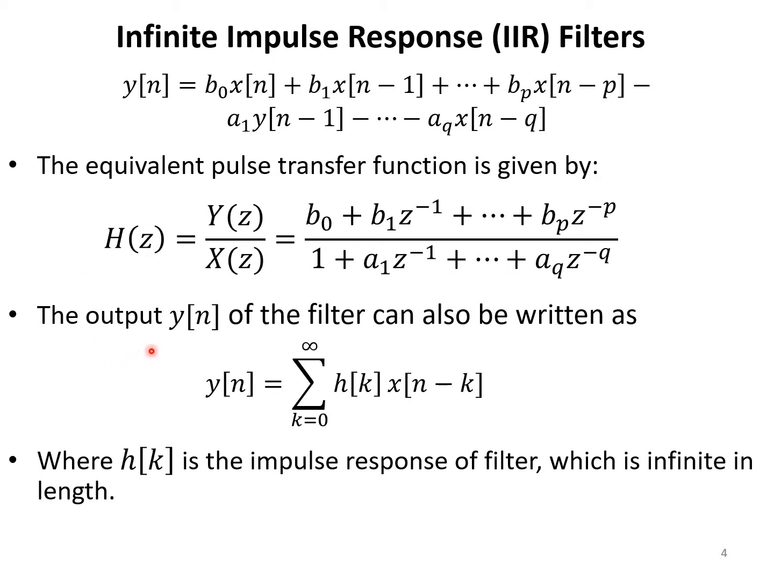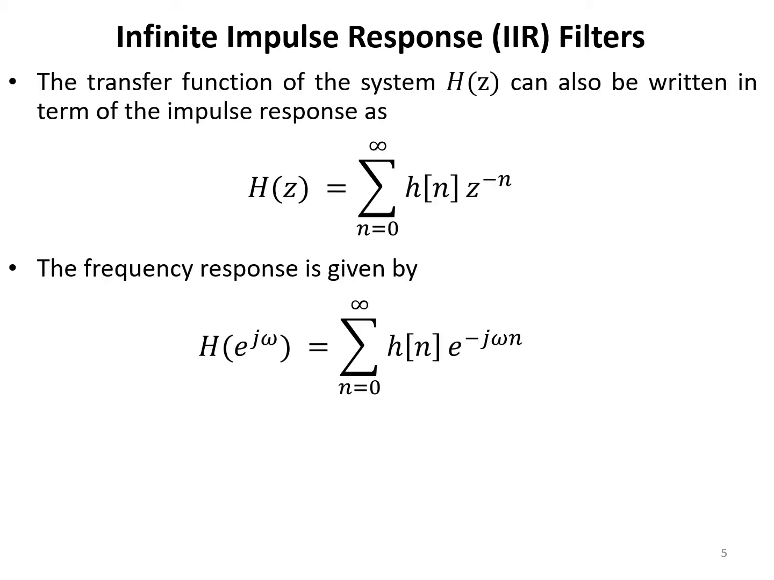The output y of n of the filter can also be represented by a convolution sum, where h of k is the impulse response of the filter, which can be determined by taking the inverse z transform of this, and x of n minus k is the folded and shifted version of the input. Now the transfer function of the system can also be written in this form, H of z equal to the z transform of h of n.